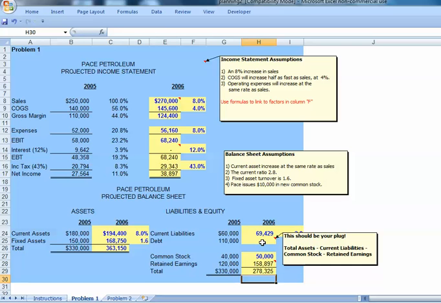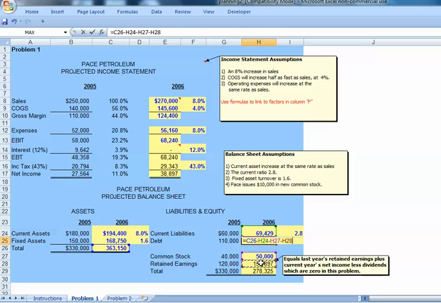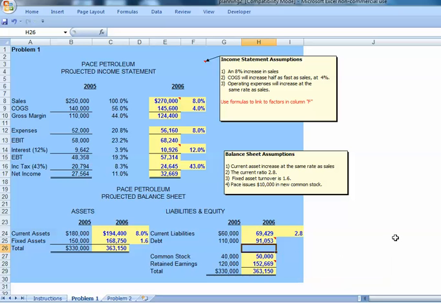Finally, last step, we're going to do our debt plug. This will equal our total assets, $363,150, minus current liabilities, minus common stock, minus retained earnings. Once I hit enter, watch what happens to my interest expense. It goes up, net income goes down, and my pro forma balances.